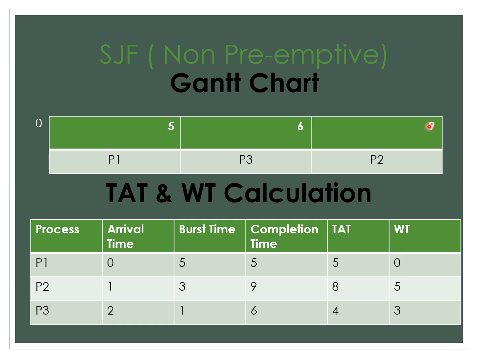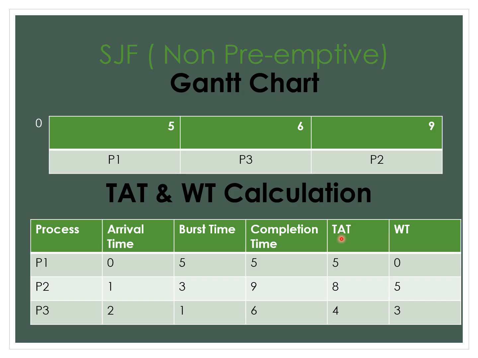So 6 plus 3 is equal to 9. Now we fill this completion time column. The completion time of P1 is equal to 5. Completion time of P2 is equal to 9. Completion time of P3 is equal to 6.